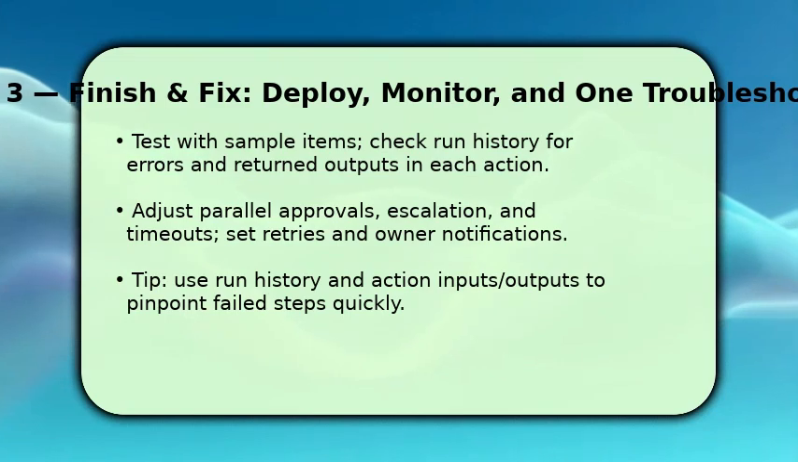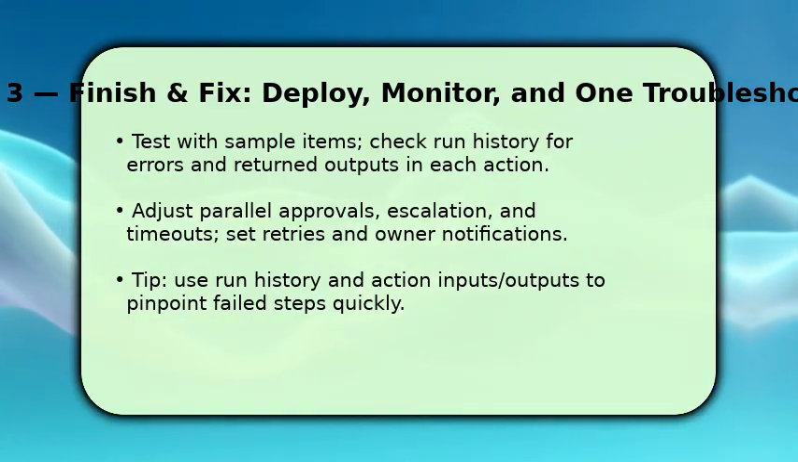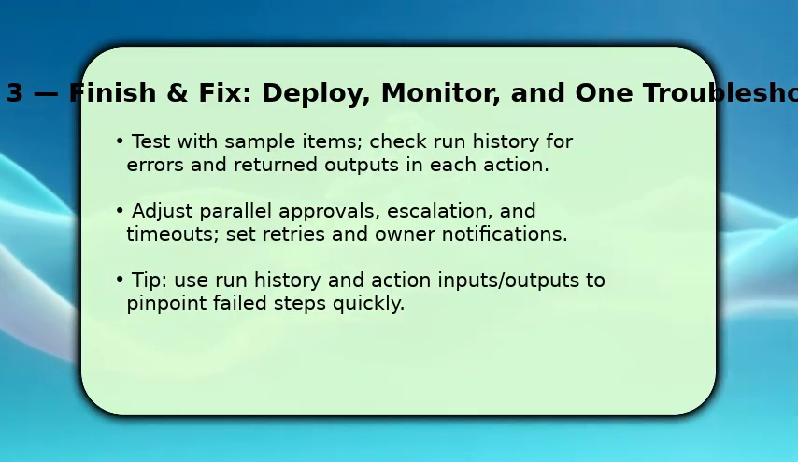Finish by saving and testing the flow with sample items, verifying that approvals update statuses and notifications arrive. Once done, inspect the run history to review inputs and outputs for each action. This shows exactly where failures occur.